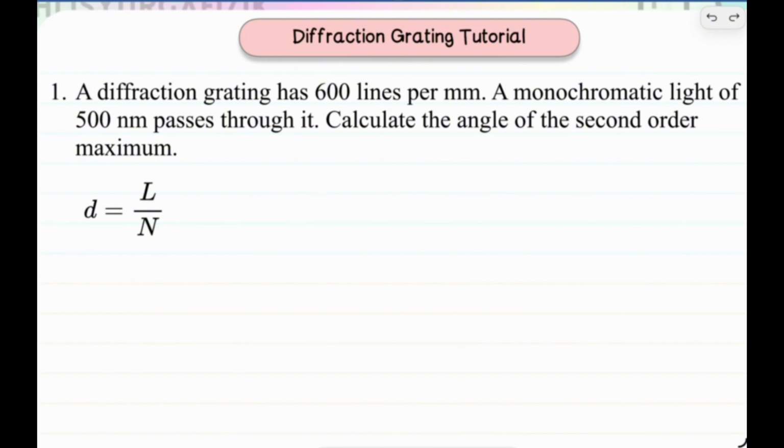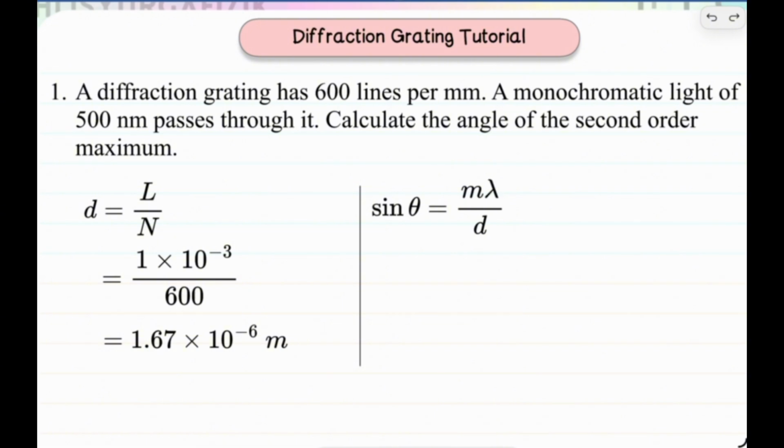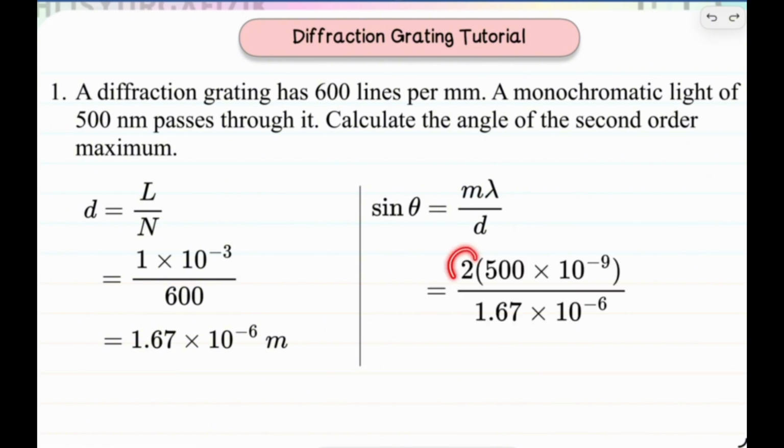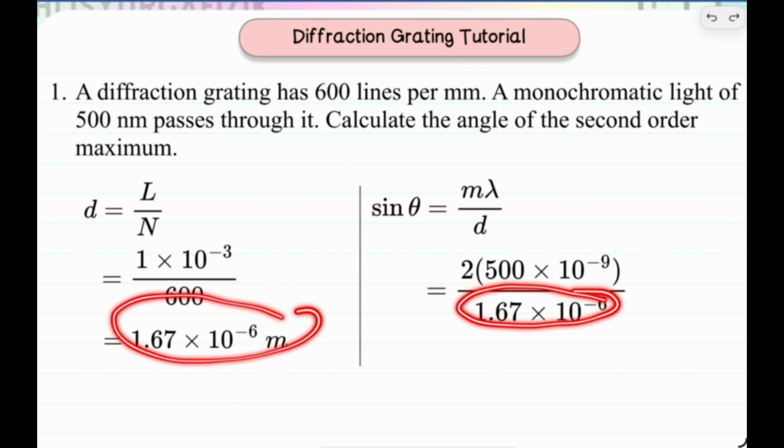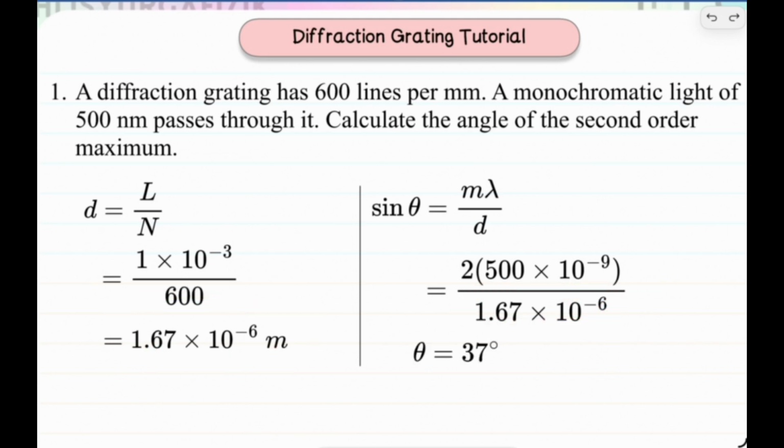The first thing we have to do is to get our grating spacing. d equals L over N. L is 1 millimeter divided by 600 lines. And the answer is 1.67 times 10 to the power of negative 6 meters. And then from there, we're going to use sine theta equals m lambda over d. The order is 2. Lambda is 500 nanometers. Grating spacing that we got just now. So the answer is 37 degrees. Yang ni kena shift sine.